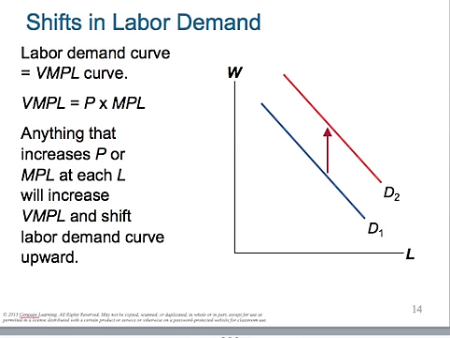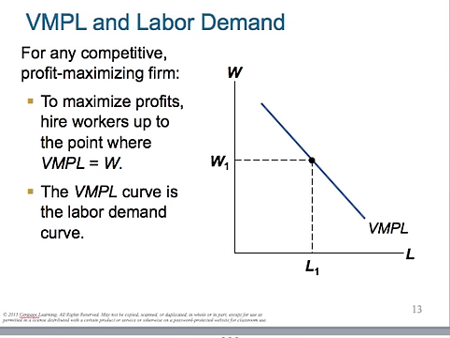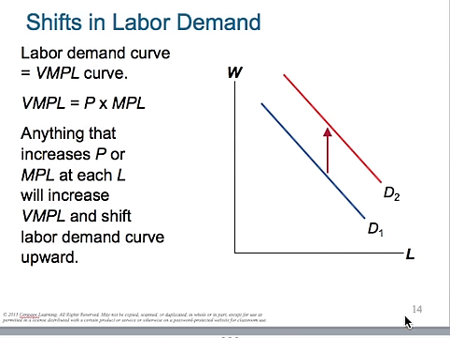Now, shifts in the labor demand. Okay, so now we moved away from saying it's just VMPL, easy for me to say, value of marginal product of labor, and we just call it demand. The labor demand curve equals the value of marginal product of labor curve, and the value of marginal product is simply the price times marginal product of labor. So that's your one cost that we're considering in this example. So that determines your demand for labor.